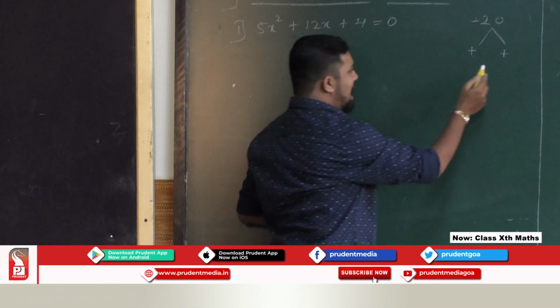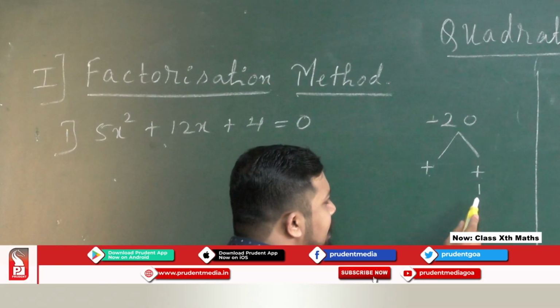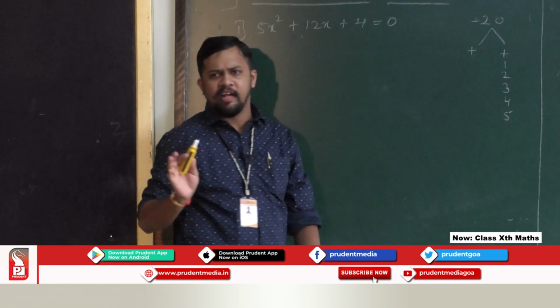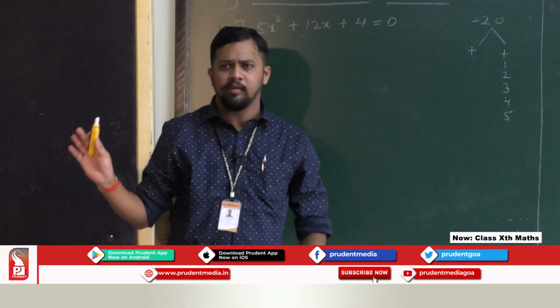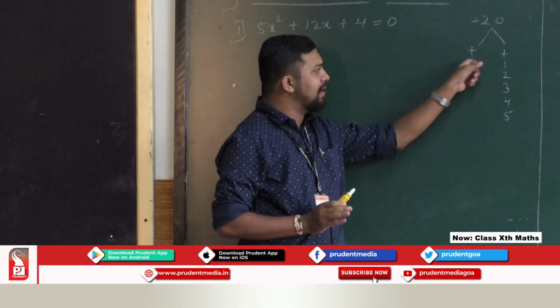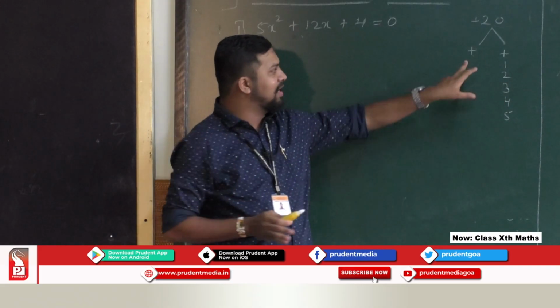Next, I am writing some numbers on this side: 1, 2, 3, 4, 5, 6. Fix this number; you should not change it. We write this number as it is. Now here the main thing will happen.